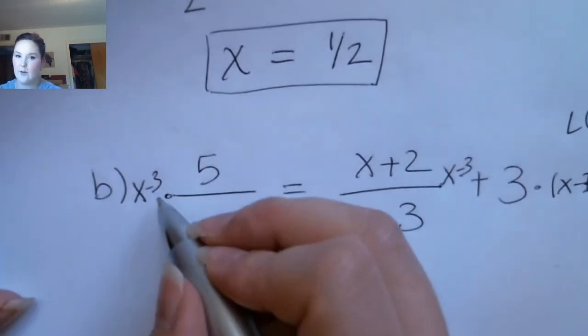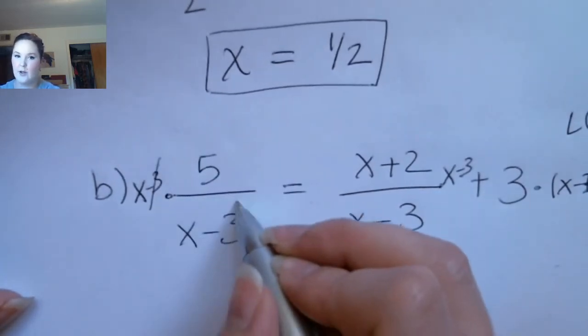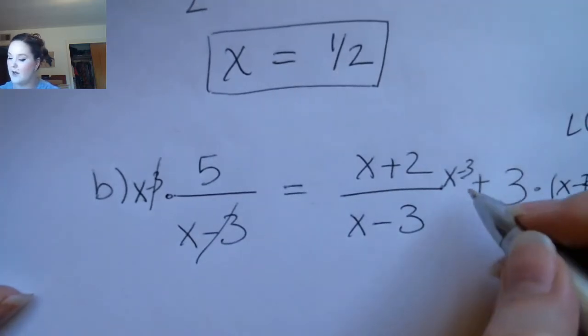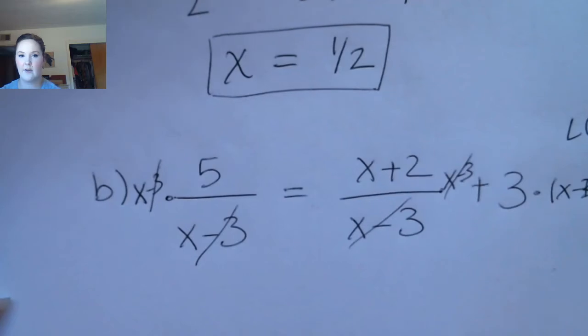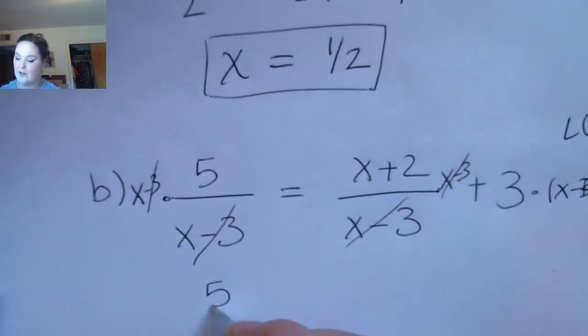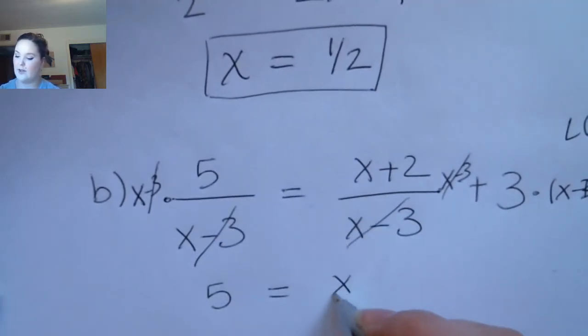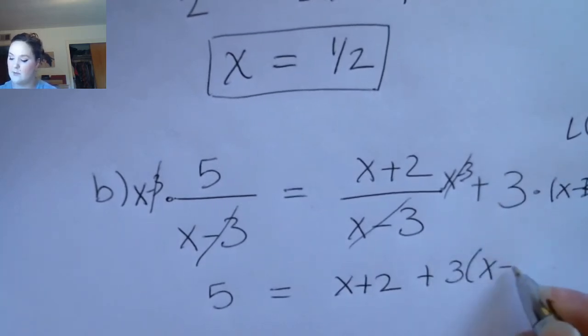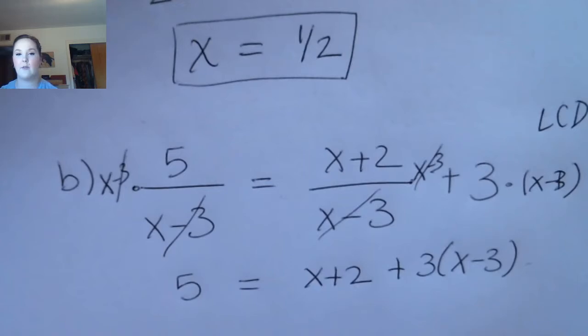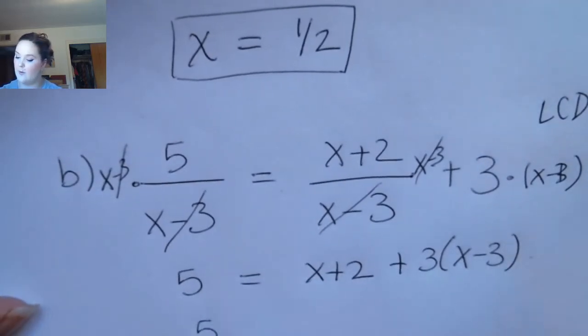Okay, so here on the left, this x minus 3 in the numerator is going to cancel this one in the denominator, and same here. This one from the numerator cancels that one from the denominator. So here I'm going to have 5. Here I'll have x plus 2. And here I'm going to have 3 times x minus 3. And now I can solve this linear equation.